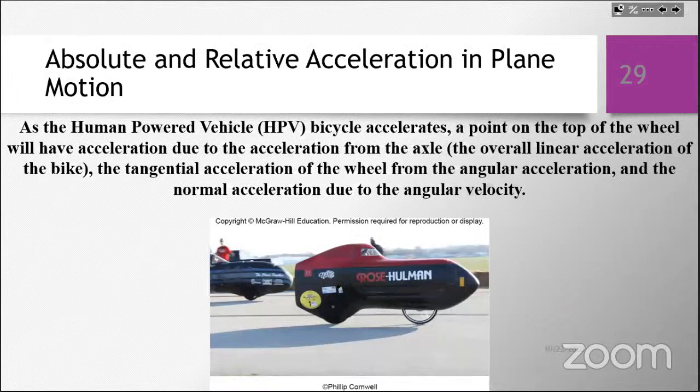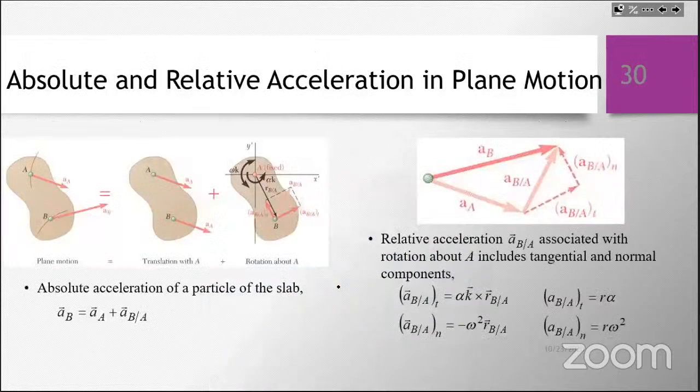So the human-powered vehicle, which we actually have a project at GCU, the ASME club is working on a human-powered vehicle. Bicycle, as it accelerates, a point at the top of the wheel will have acceleration due to the acceleration of the axle, or the linear motion of the bike, but also tangential acceleration of the wheel from the angular acceleration and a normal acceleration due to the angular velocity, right? So some of these, as we start to accelerate, things change for us, right? How so?